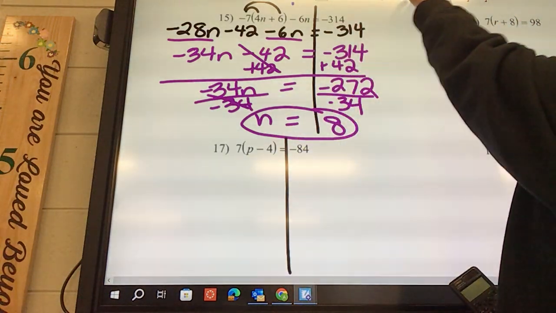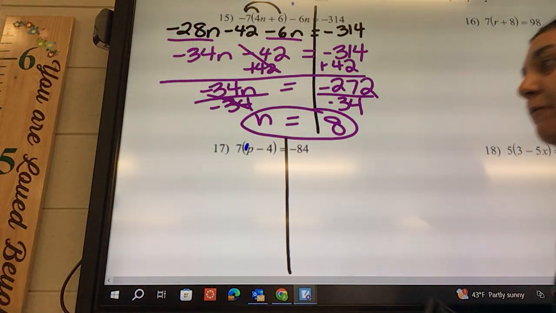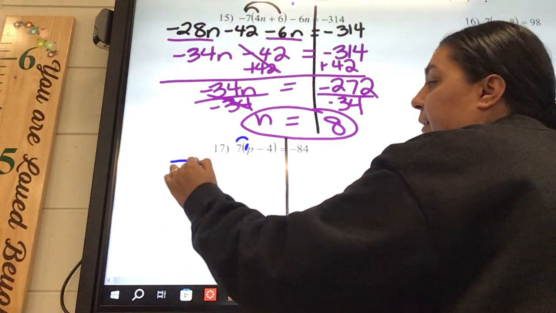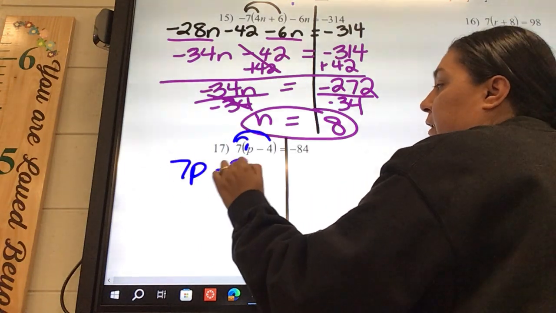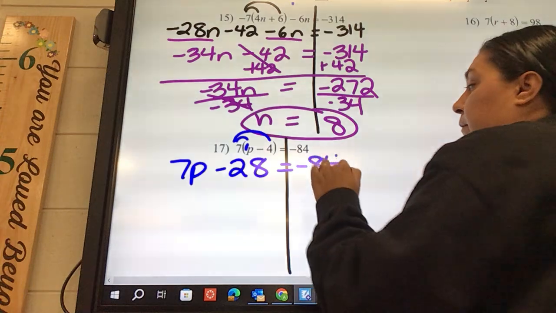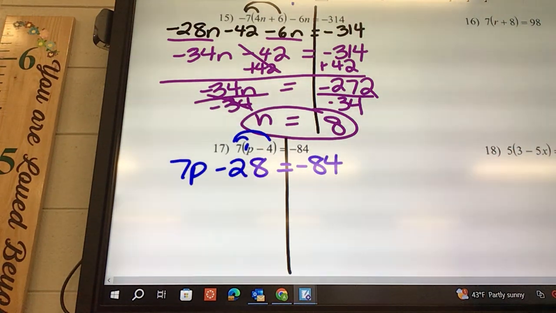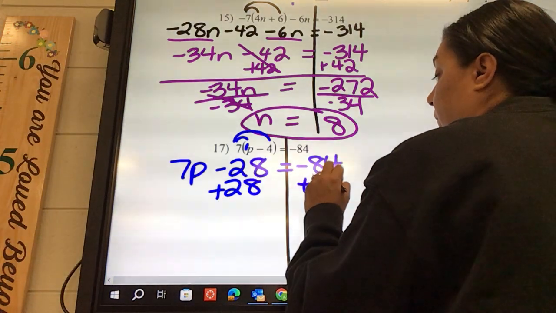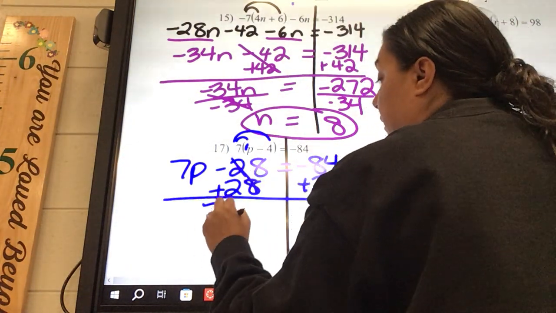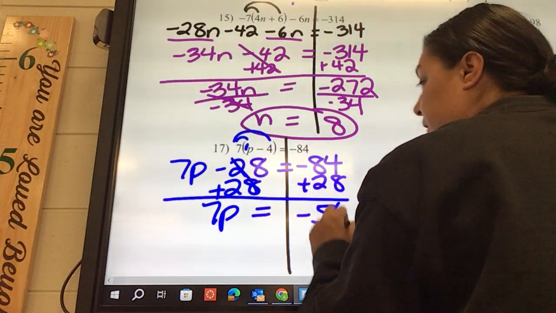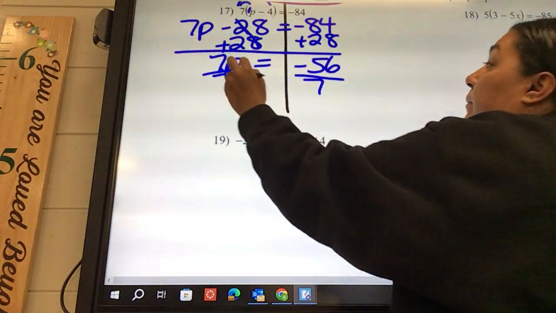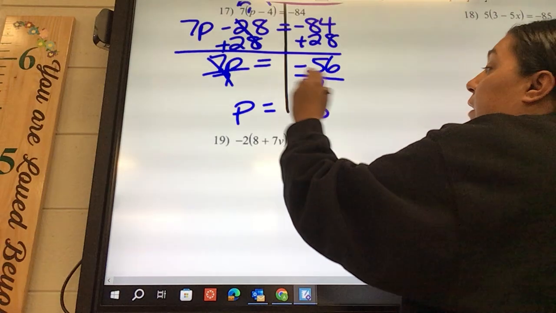Okay, 17, I'm going to start off and put a 1 in front of this P, after the parenthesis but in front of the P. So we're going to go ahead and distribute. 7 times 1 is going to be 7P. 7 times negative 4 is negative 28. Okay, 28 is the kid, so you're going to add 28 to both sides. So I'm going to get 7P equals negative 56. And then I'm going to divide by 7. So that's going to give me negative 8.